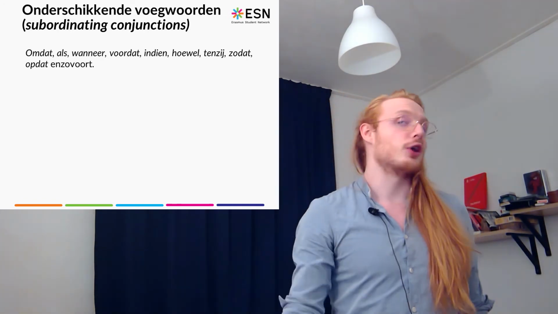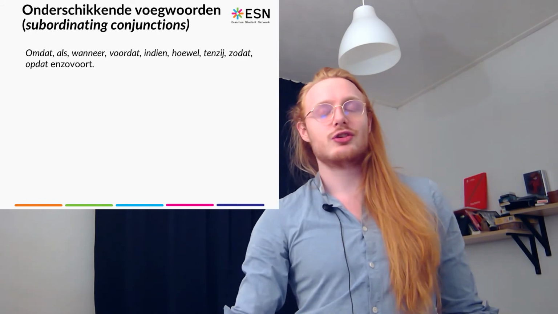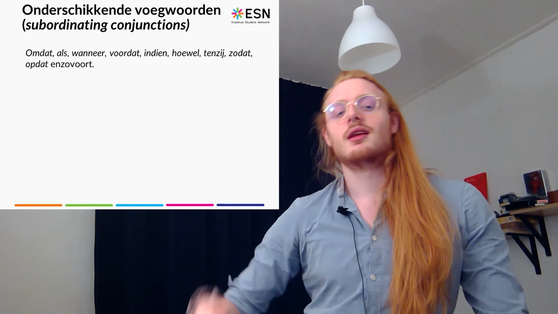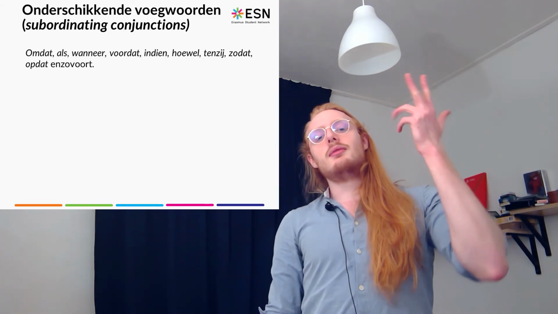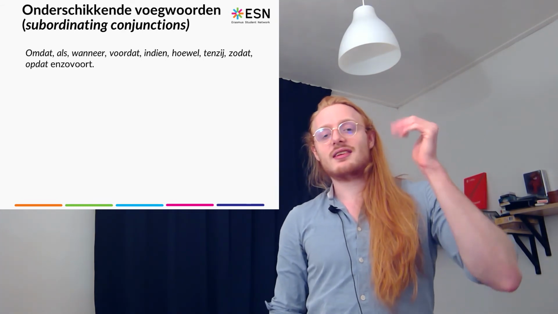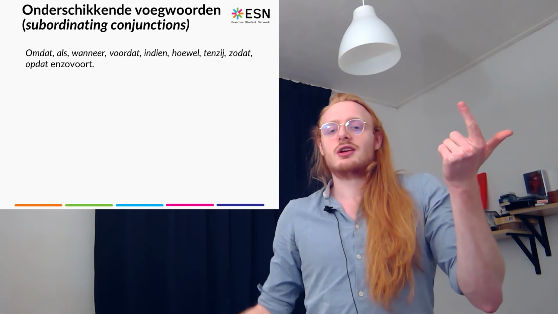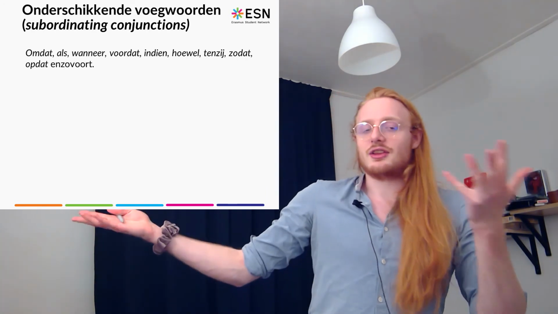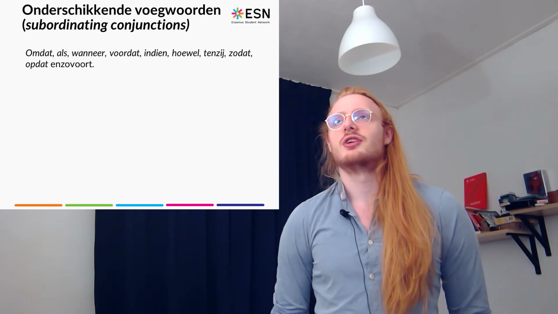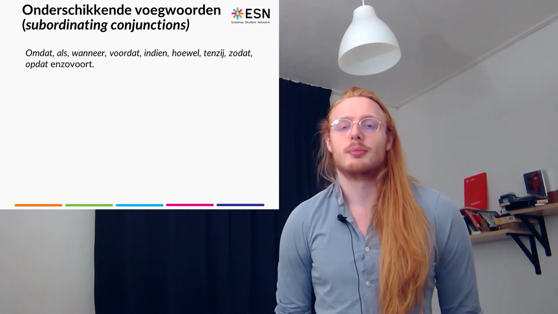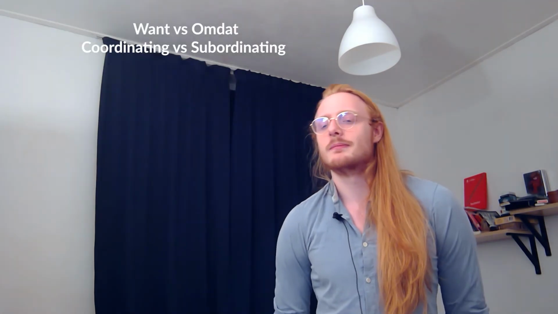Basically, if it's not a coordinating conjunction, it's a subordinating conjunction. And these mean because, if, when, before, in case that, although, unless, such that. Now, some of you might have noticed that I mentioned 'because' as both a subordinating and coordinating conjunction.